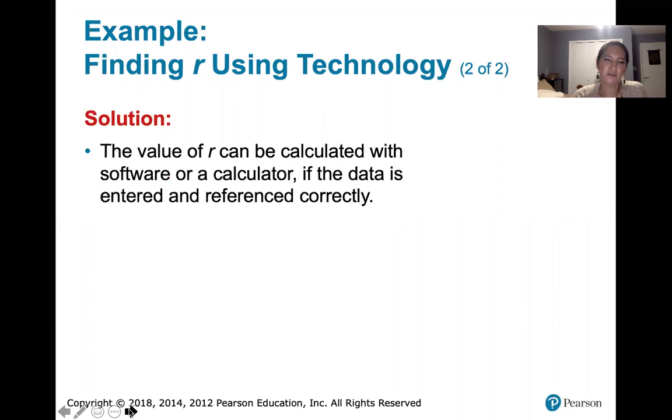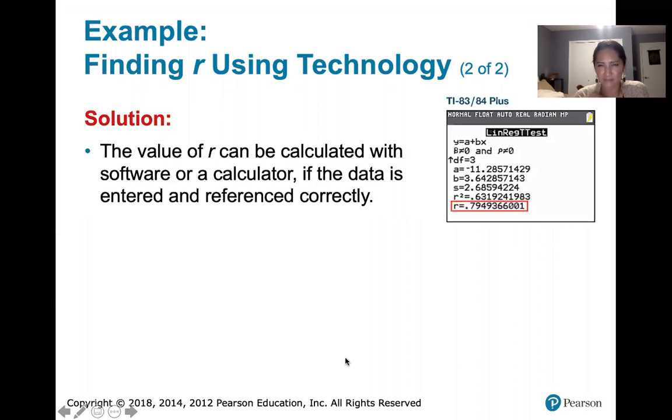Now, the value of R can also be calculated with calculators like the TI-83 or 84 or software. If the data is entered into the calculator or software correctly and then referenced correctly, the software packages will tend to just spit out the value of R. So let me show you what you would see. If you use a TI-83 or 84 plus, the R value would show up where you look for the linear regression t-test. And you'd see the R value down here. That's 0.79449, which is the same R value that we got using Excel.